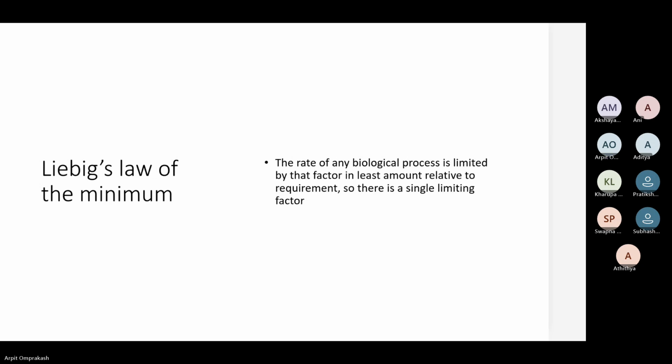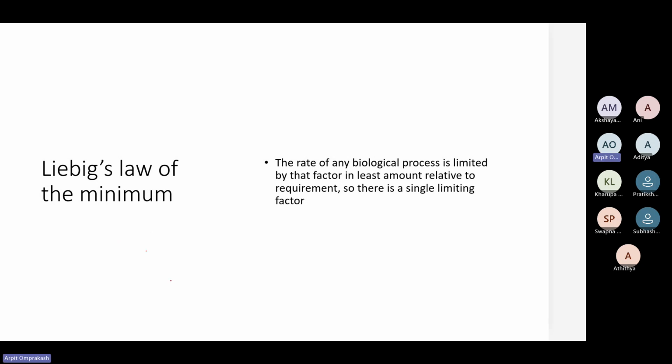Next, I talked about Liebig's law of minimum. We have been discussing this for a long time, and now we finally describe it a bit more properly. Liebig's law of minimum states that the rate of any biological process is limited by that factor in least amount relative to requirement. So there is a single limiting factor. So what does this statement mean?